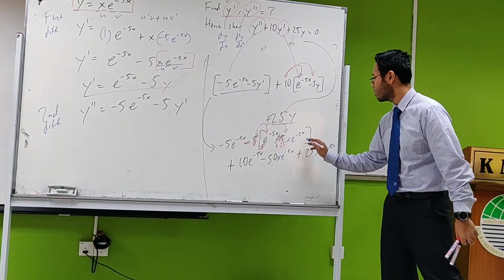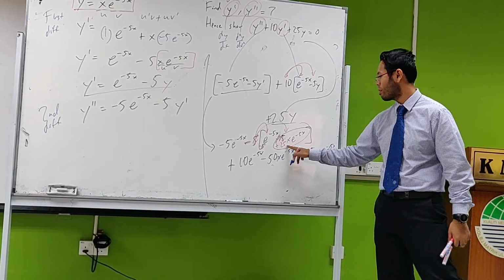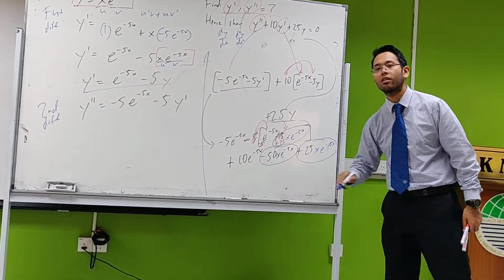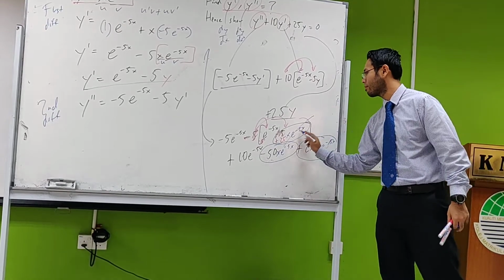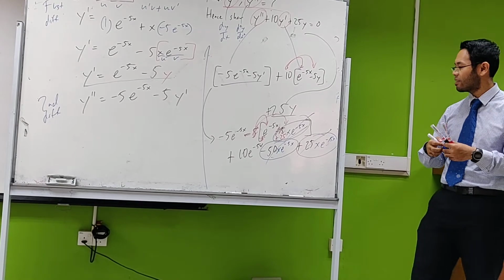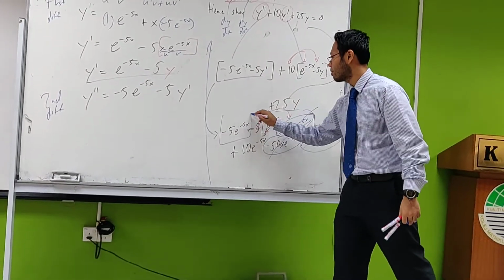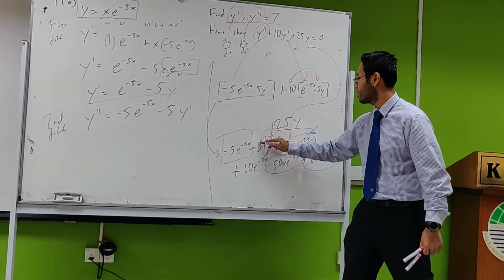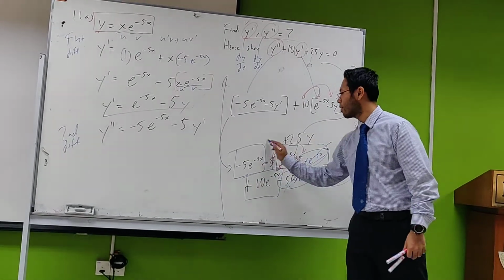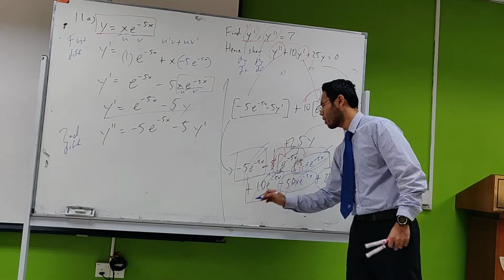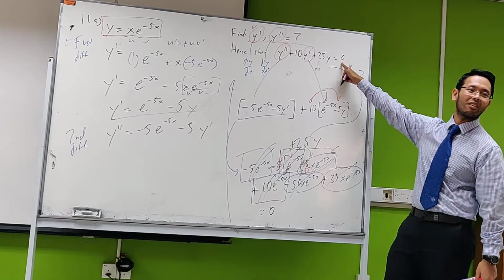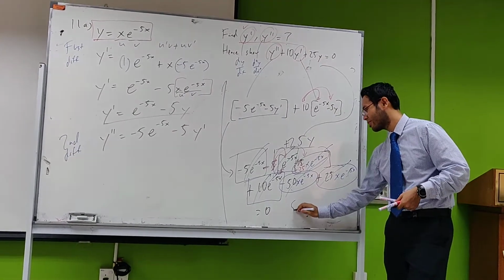See this one? Positive 25, positive 25, negative 50. You cancel them. Okay? What else? Negative 5. This one? Negative 5. 10. What do you get in the end? 0. Equals to 0. Sure.